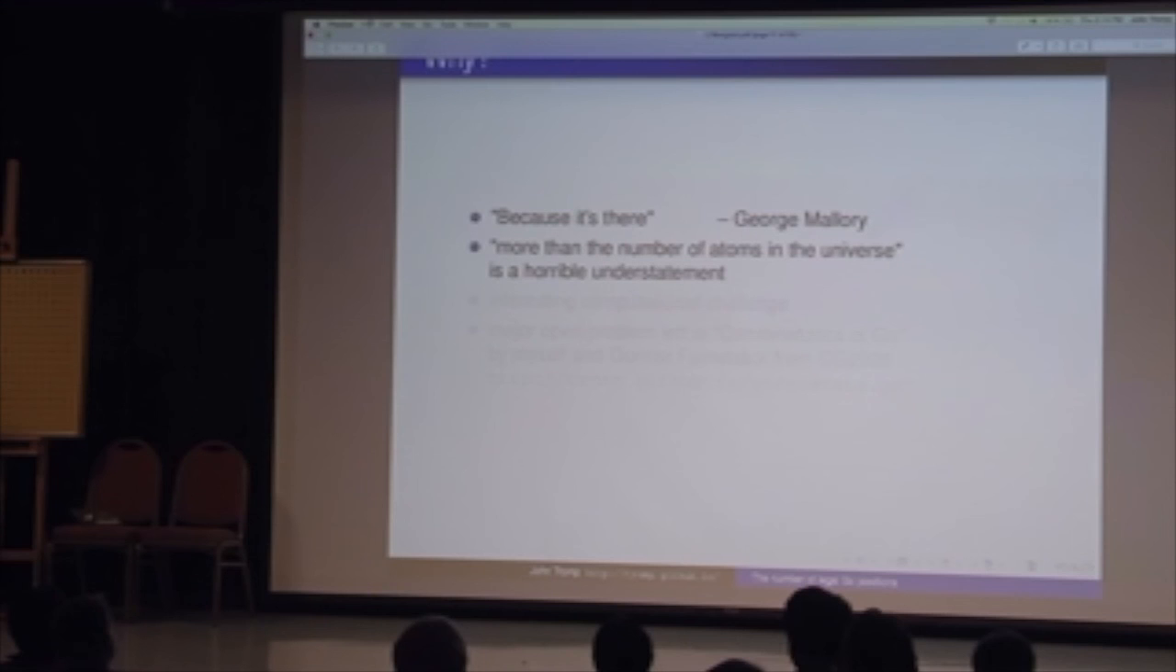Most people, when I want to impress the audience with how many positions there are, will say something like, it's more than the number of atoms in the universe. But that's a horrible understatement. Even the square root of the number of Go positions is orders of magnitude bigger than the number of atoms in the universe. So I want to get rid of this comparison.